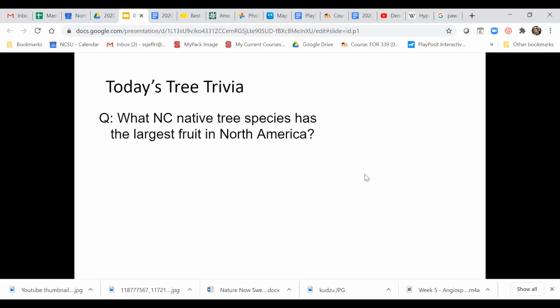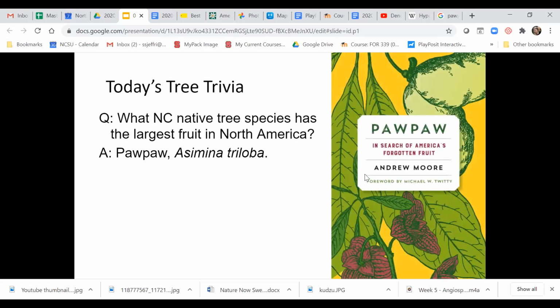A little bit of tree trivia before we get to our next fruit. Which native North Carolinian tree species has the largest fruit in North America? In this case, this is not a compound fruit, it's a simple fruit. The answer is pawpaw, Asimina triloba, which we learned in lab last week. There's a really great book by Andrew Moore, who's a pawpaw enthusiast. He was at a conference that I went to recently, so it was really great to hear him celebrate pawpaw as a fruit, which really is an underappreciated native fruit.